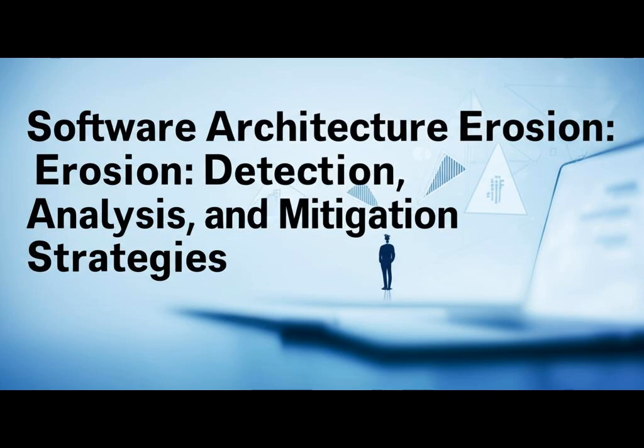In short, software architecture erosion is a natural consequence of evolving systems. But it doesn't have to lead to decay. By actively detecting, analyzing, and mitigating it through continuous assessment, refactoring, and disciplined practices, we can keep our software robust, adaptable, and ready for the future.